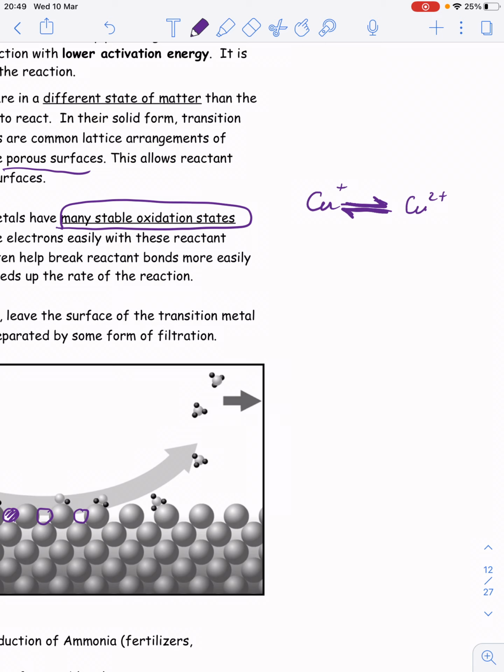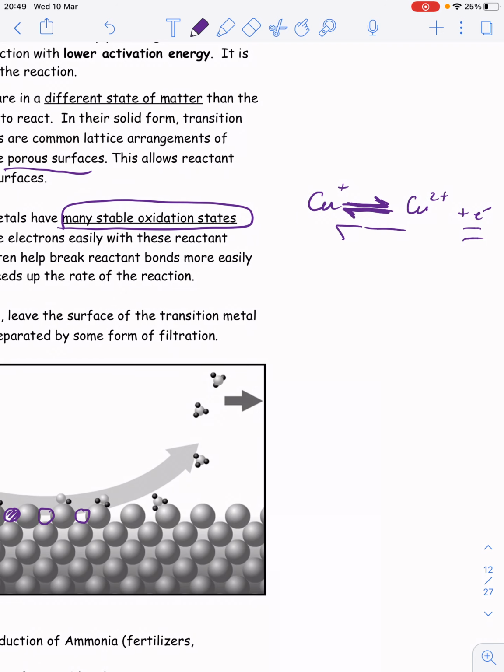And so you can have these 2 different forms of copper in a catalyst, and the copper plus can give away electrons, and then the copper 2 plus can regain those electrons and turn back into the copper plus that it started as. So if it loses electrons, it can turn into the 2 plus, and if it gains an electron, it can turn back into the 1 plus. So it can react with something by giving it an electron, and then in a later part of the reaction, it can reabsorb an electron and turn back into its original form.